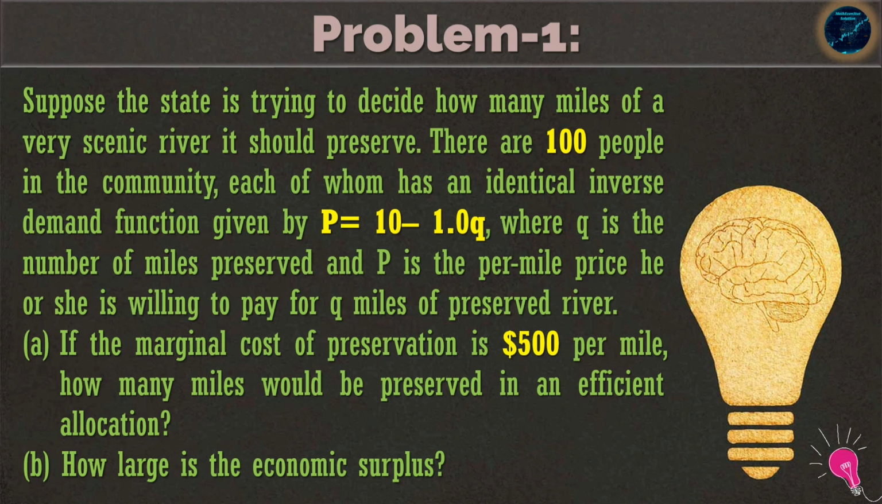A. If the marginal cost of preservation is $500 per mile, how many miles would be preserved in an efficient allocation? B. How large is the economic surplus?